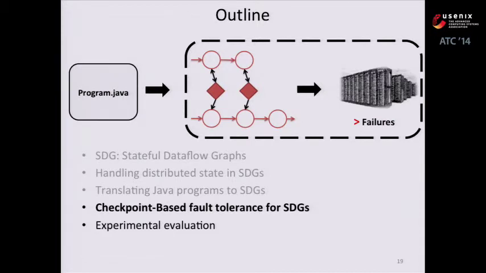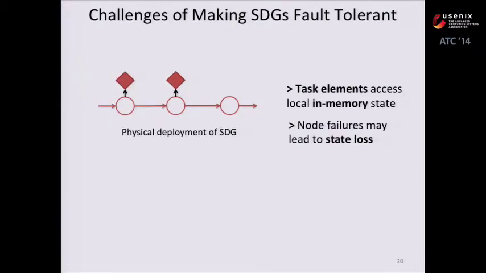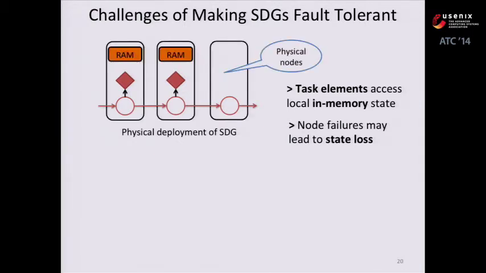So next I will explain how on this model we provide fault tolerance. When you're running the stateful data flow graph in the cluster, those task elements are materialized in physical nodes, and they are accessing local state from the memory. So the issue here is that if there is a failure and you lose that state, results will be wrong, and so forth. We want to avoid that.